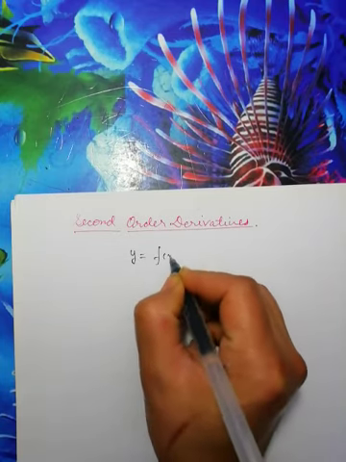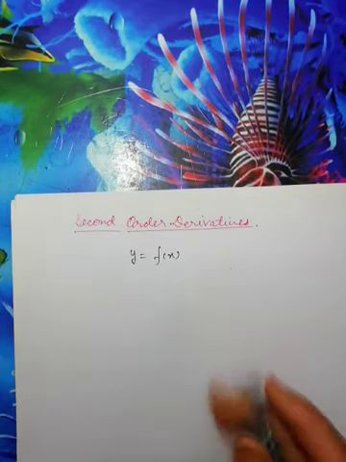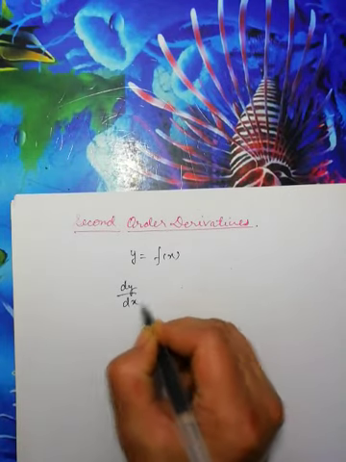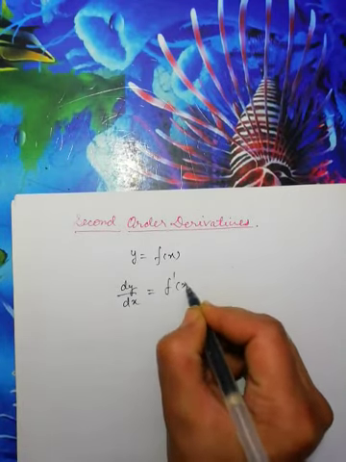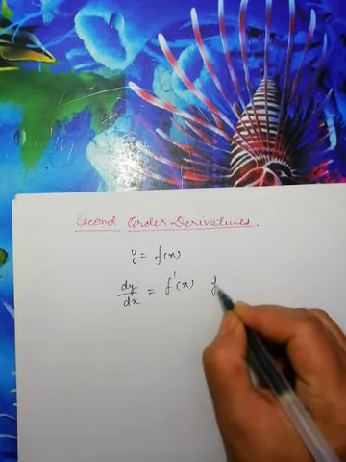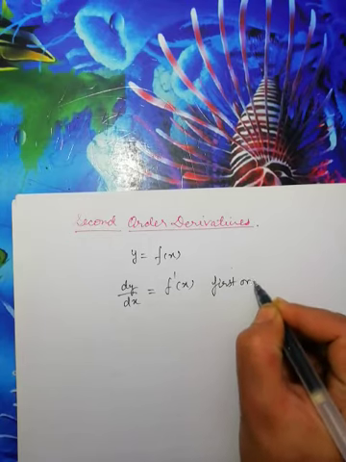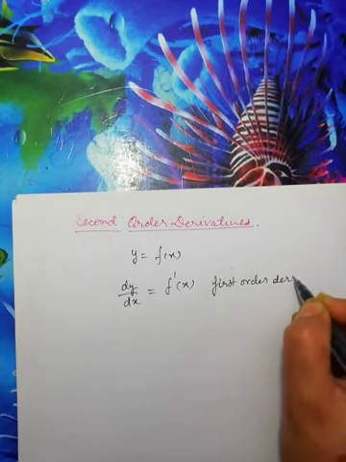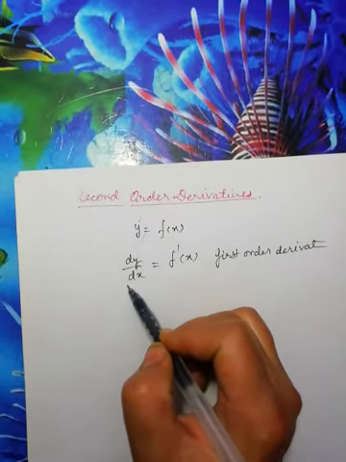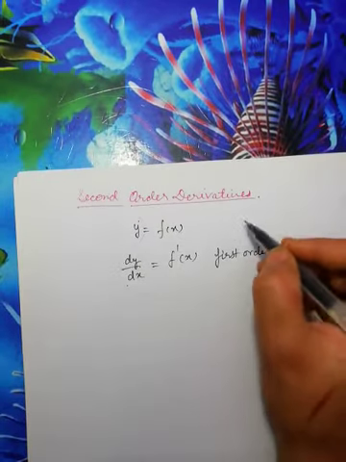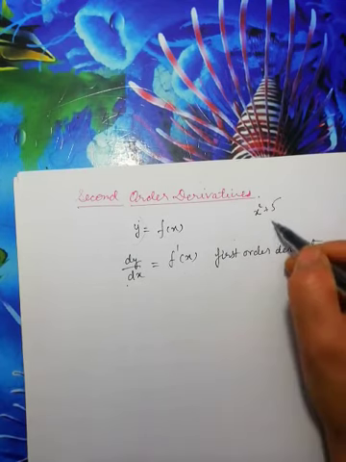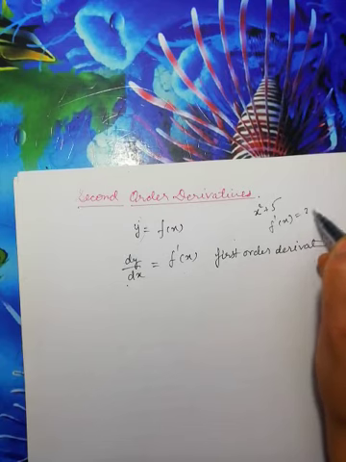Suppose y is equal to f(x), a function of x. Then dy by dx, that is f dash x, is known as the first order derivative. It means we have differentiated this y with respect to x, so here we write f dash x. Now whatever will be the value of f(x), suppose f(x) is x square plus 5, then f dash x is going to be 2x.